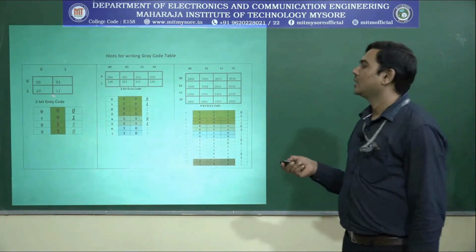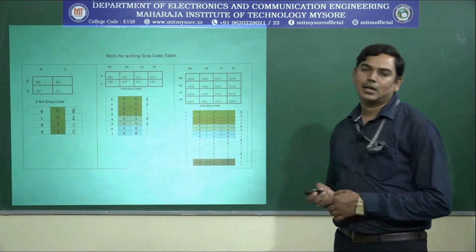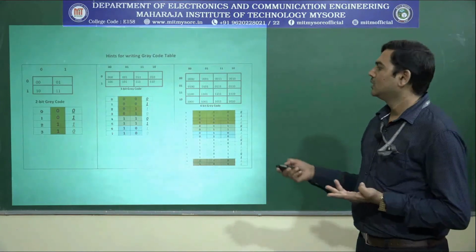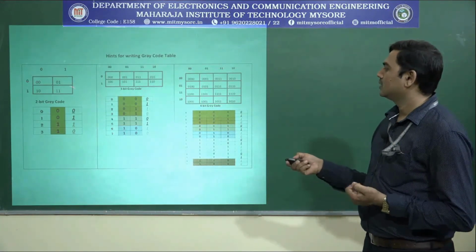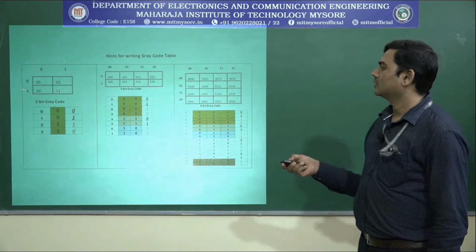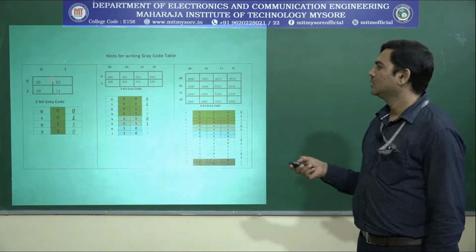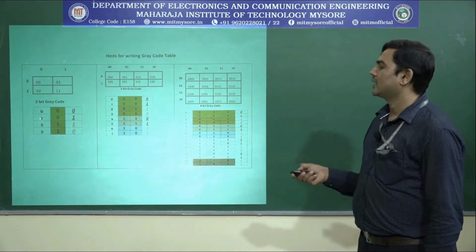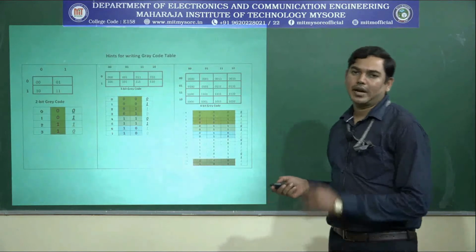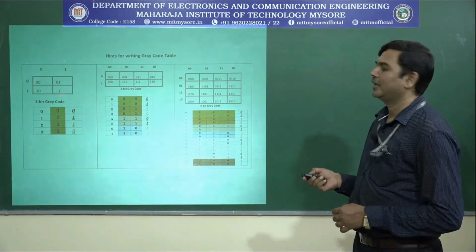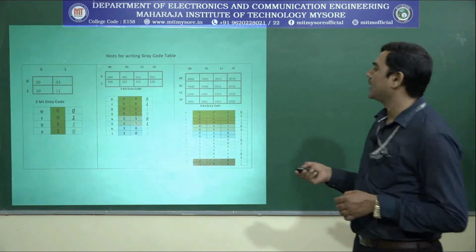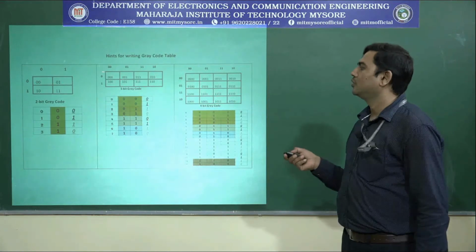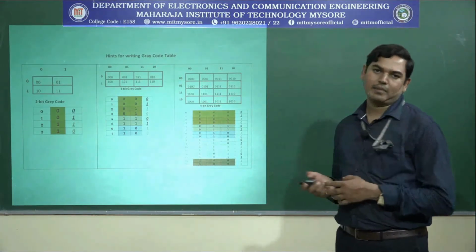So, thus by writing a 2-variable K-map, which is also a 4-cell K-map, traverse that from left to right and back right to left. Whatever codes you get in this cell, if you fill up here, that exactly represents the gray code of these numbers in 2-bit. Now, if I ask you to write a 3-bit gray code, how can we do that?